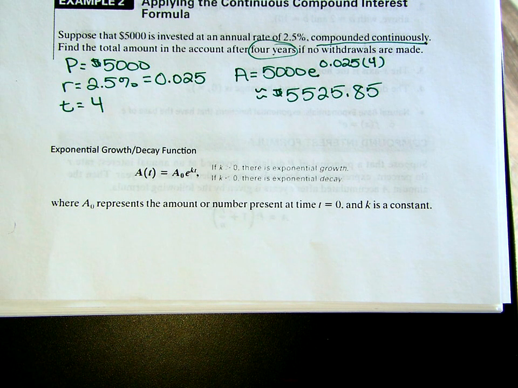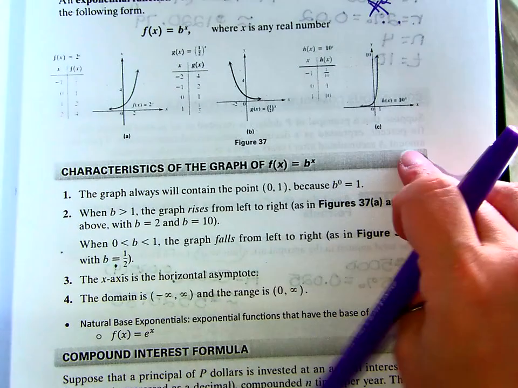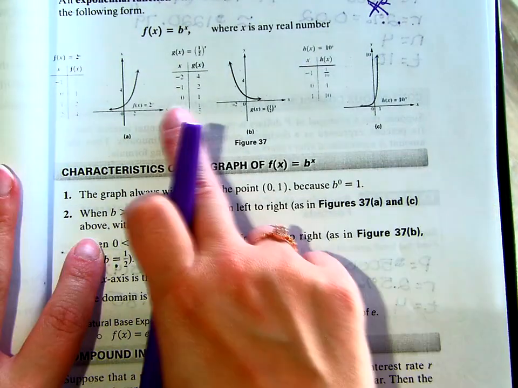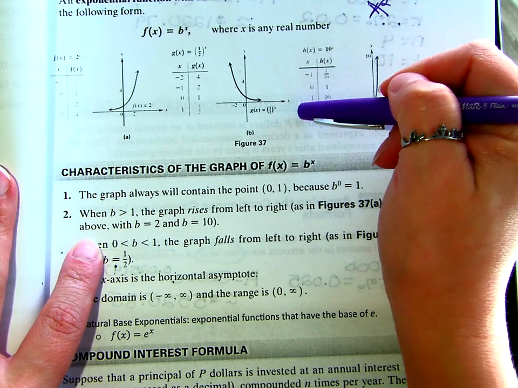But let's talk about, we talked about exponentials. And just as a refresher, just for a second, our exponential graphs look like this. They don't cross the x-axis. They either shoot up to the right or they fall down to the right. Depends on if it's an exponential growth or an exponential decay. Okay?